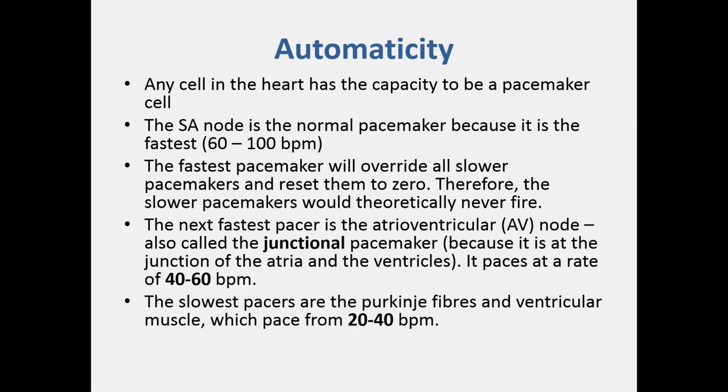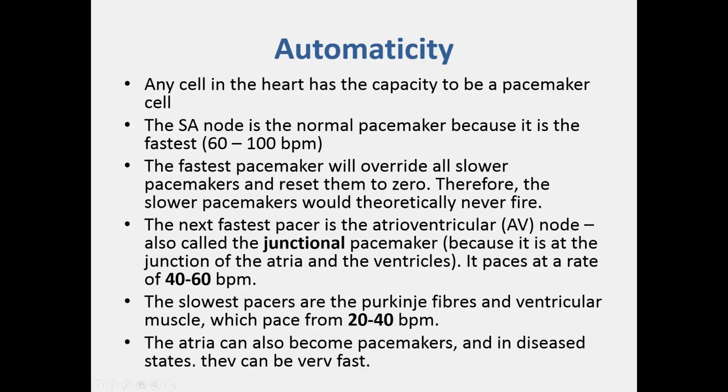And then the slowest pacers are in the Purkinje fibers and in the ventricular muscle, and they pace somewhere between 20 and 40 beats per minute. So if the SA node stops working and the AV node stops working, or the AV node is blocking all of the electrical activity that's coming to the ventricles, then the Purkinje fibers will take over, and they'll beat on their own at a rate of 20 to 40. And we're going to talk about some heart blocks where that happens.